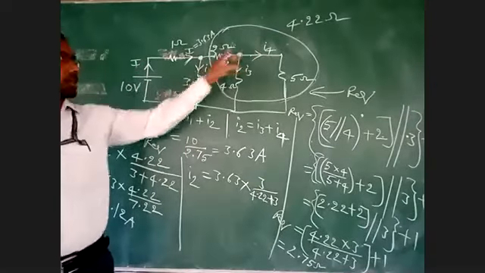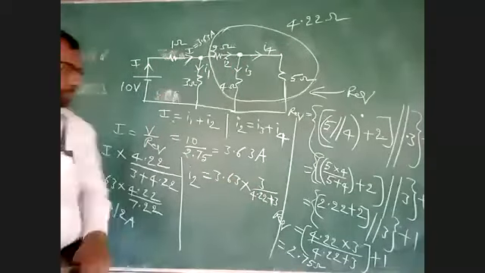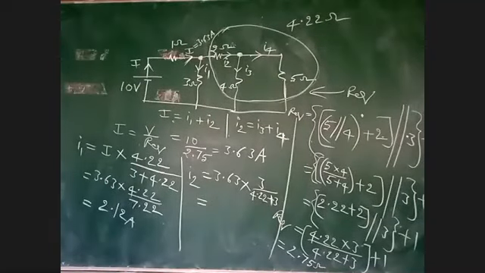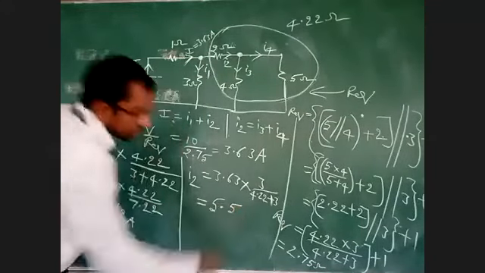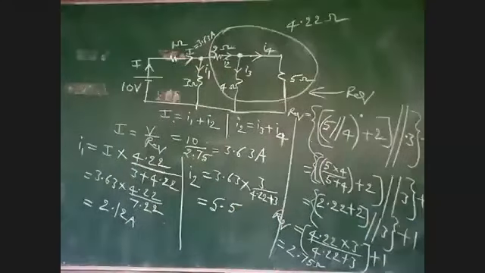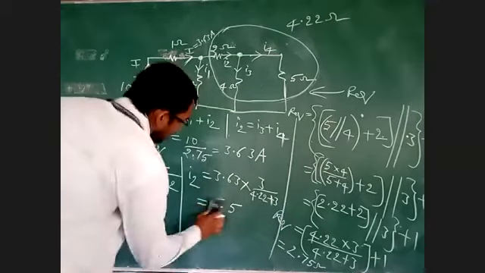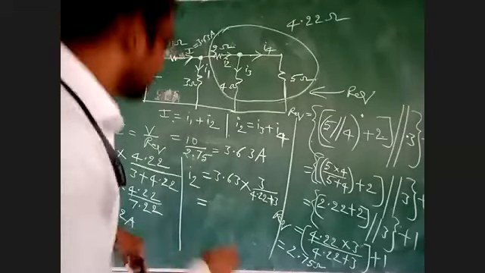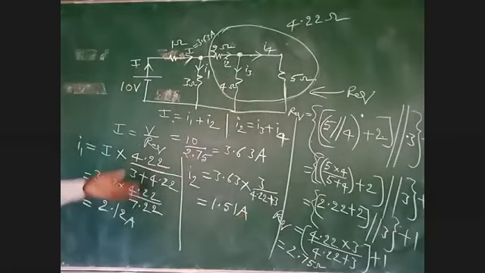For I2, the opposite branch is 3. The opposite branch resistance by the total resistance of the parallel branches gives I2 as 3.63 into 3 by 7.22, which is 1.508. Okay, let us take 1.51.